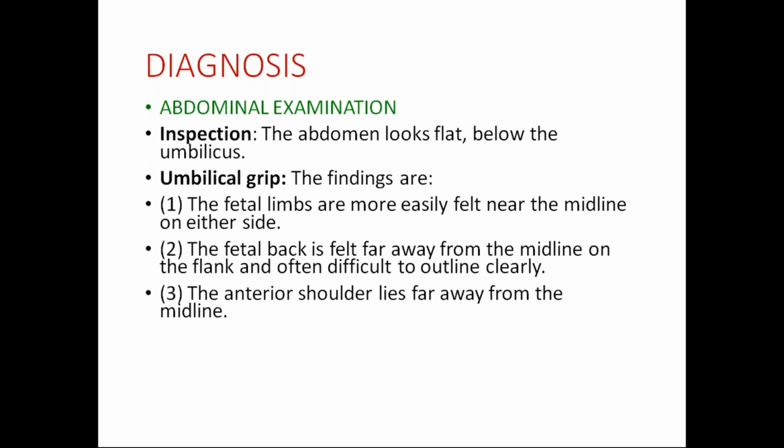So in the inspection, we will see that the lower abdomen below the umbilicus will look flat. Because in occiput anterior position there is flexion, there will be a little bit of bulging in the lower abdomen. But in case of occiput posterior, since there will be a hollow in between the head and chest, the abdomen will be flat below the umbilicus.